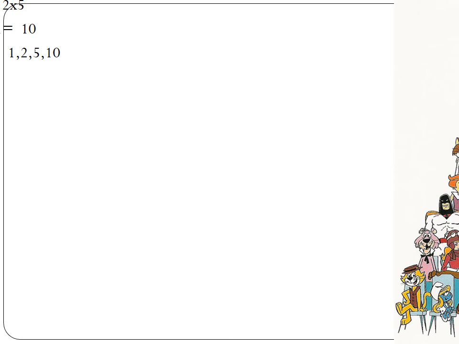Question number 7. Write all the factors of the following numbers. You have to write 10 in multiplication form. 2 fives are 10 and 10 ones are 10. All the factors are 1, 2, 5 and 10.